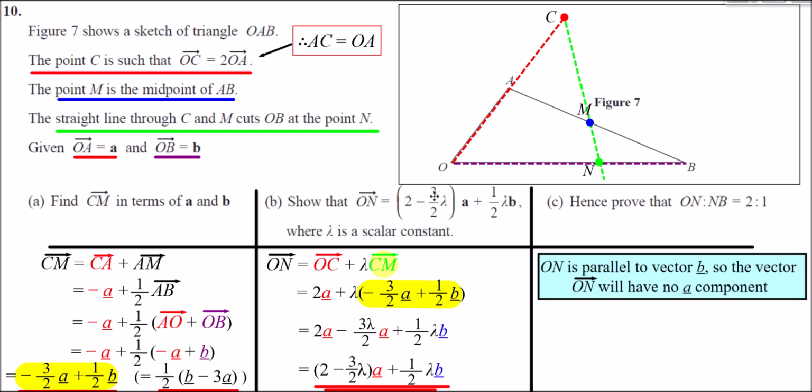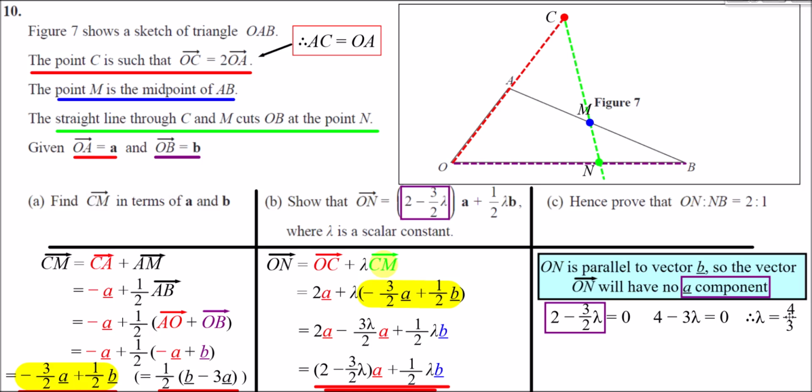So using the expression from part B, realise you have no A component, this bit of it here will be equal to 0. So, if 2 minus 3 lambda over 2 is equal to 0, this can be fairly easily solved. If I double both sides of this equation and get 4 minus 3 lambda equals 0, then add 3 lambda to both sides and divide by 3. Lambda is, of course, 4/3.